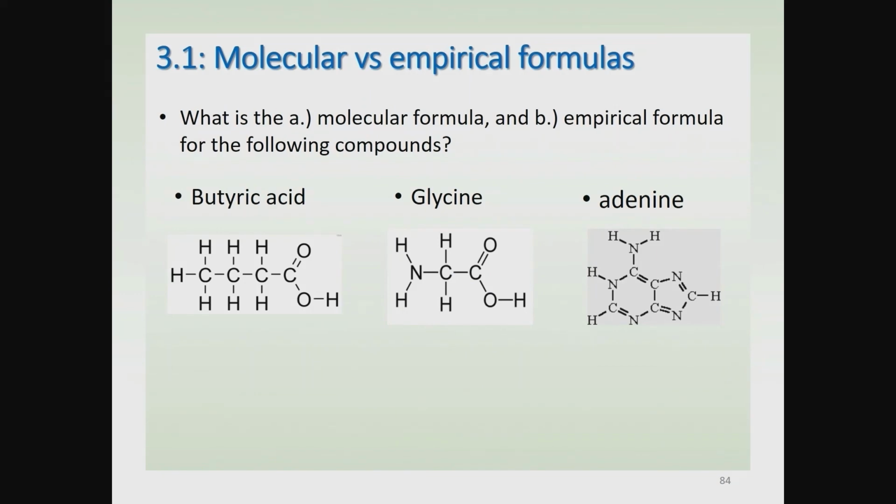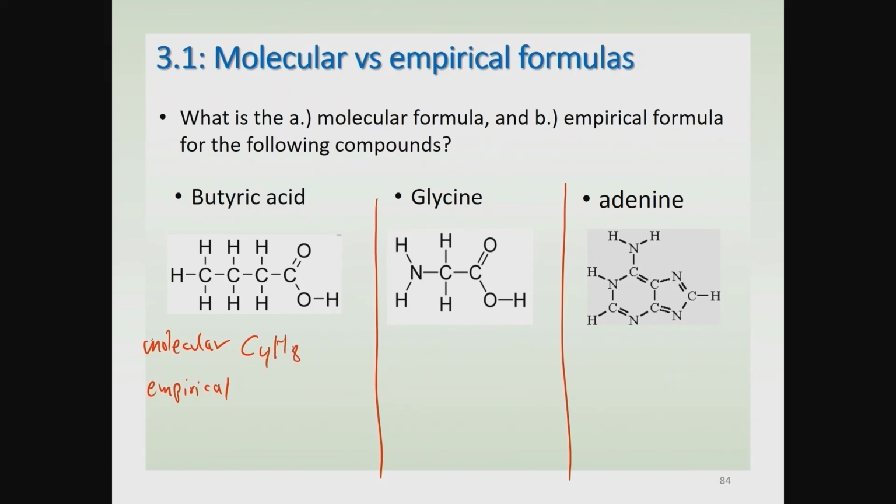Okay, the final thing I want to go over: for these molecules, I want to indicate a molecular formula and an empirical formula. For the molecular formula for butyric acid, all you have to do is count up the atoms. It looks like we have 4 carbon atoms, 1, 2, 3, 4, 5, 6, 7, 8 hydrogen atoms, and we also have 2 oxygen atoms. Now the question is, can we reduce the molecular formula further into simpler whole number ratios? And the answer is yes.